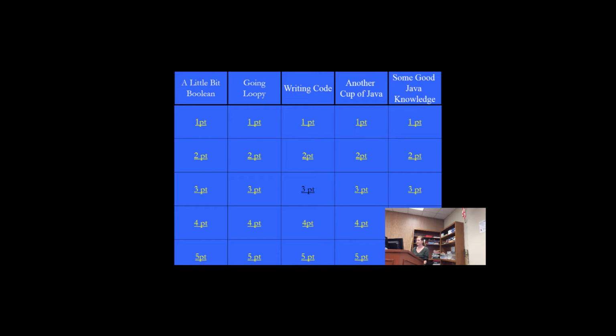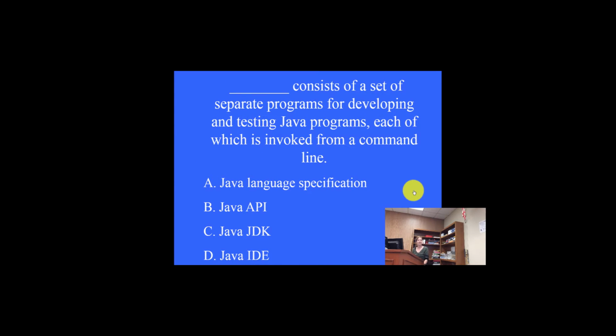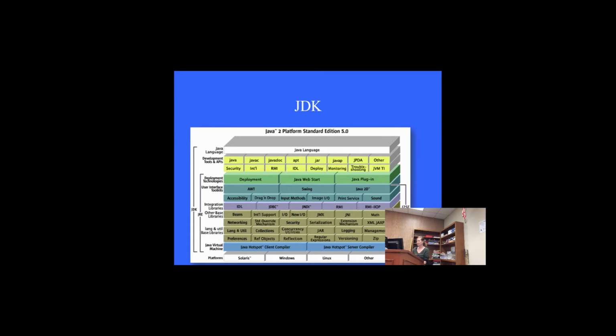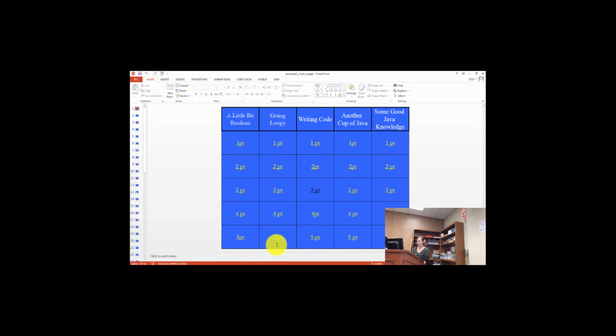Good Java knowledge. Cool. All right, this one, you got a 25% chance here. It consists of a set of separate programs for developing and testing your Java programs, each of which is invoked from a command line. C, Java... Yes, it is. That's your Java development kit. That's your toolbox. Very good. And these are all the tools that you have. There's a lot of them. We only use this one, really, and this one to run our Java programs. Okay, cool. Good job.